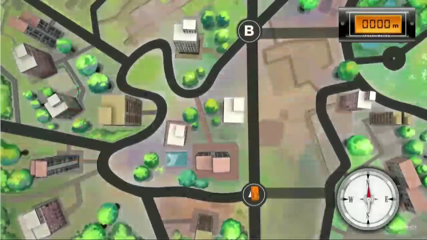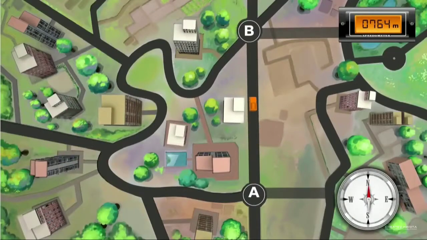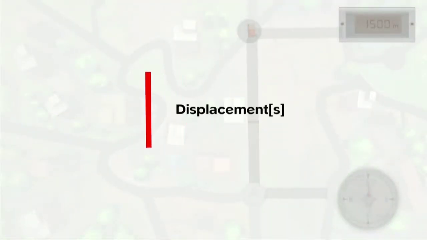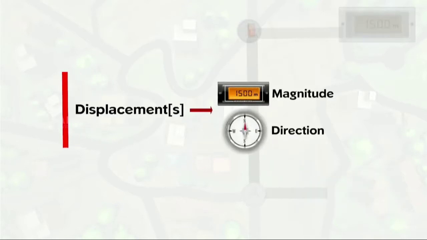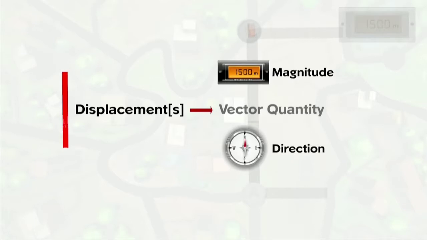Now, let us consider that there is an alternate route which takes the bus to the destination B in the shortest distance, that is 1500 meters. The straight distance between the initial and the final positions of a moving body in a particular direction is called its displacement. Here, the moving body has magnitude and direction. Hence, displacement is a vector quantity.